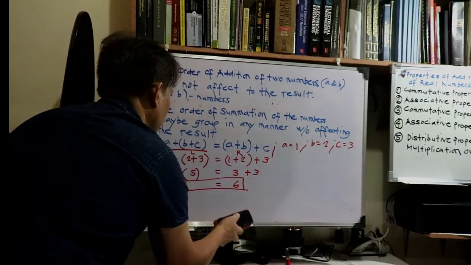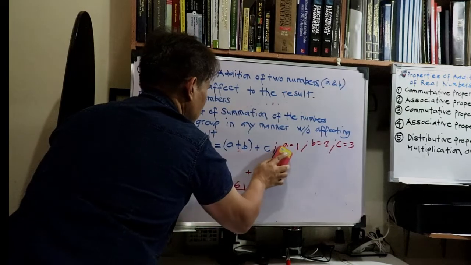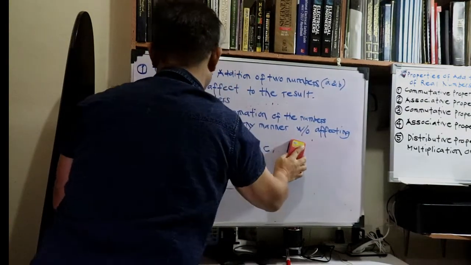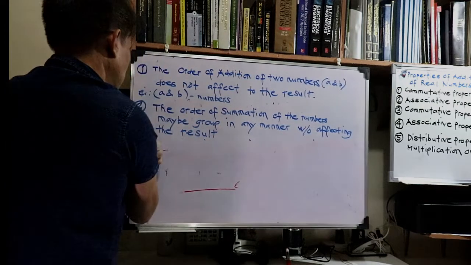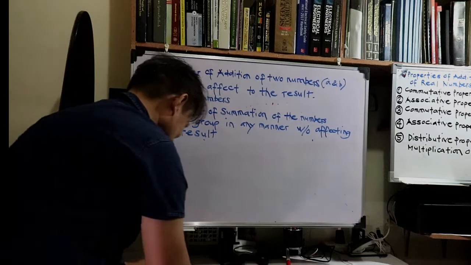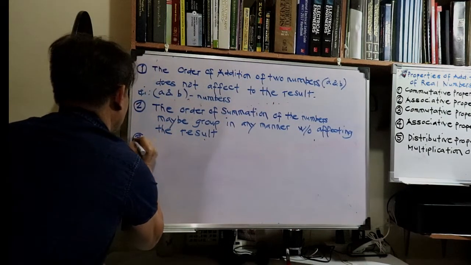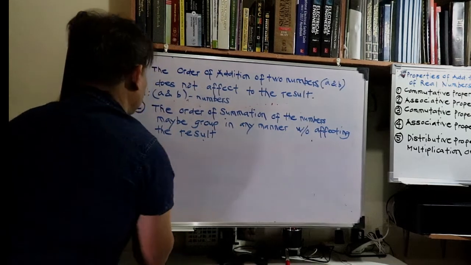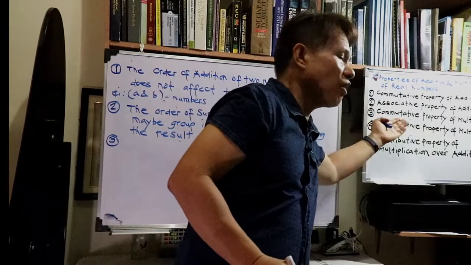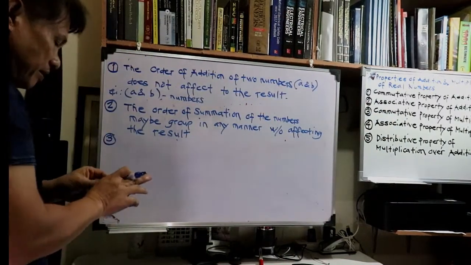Okay, let's go to the third one. Are you with me? Okay, number 3, we have the commutative property of multiplication.